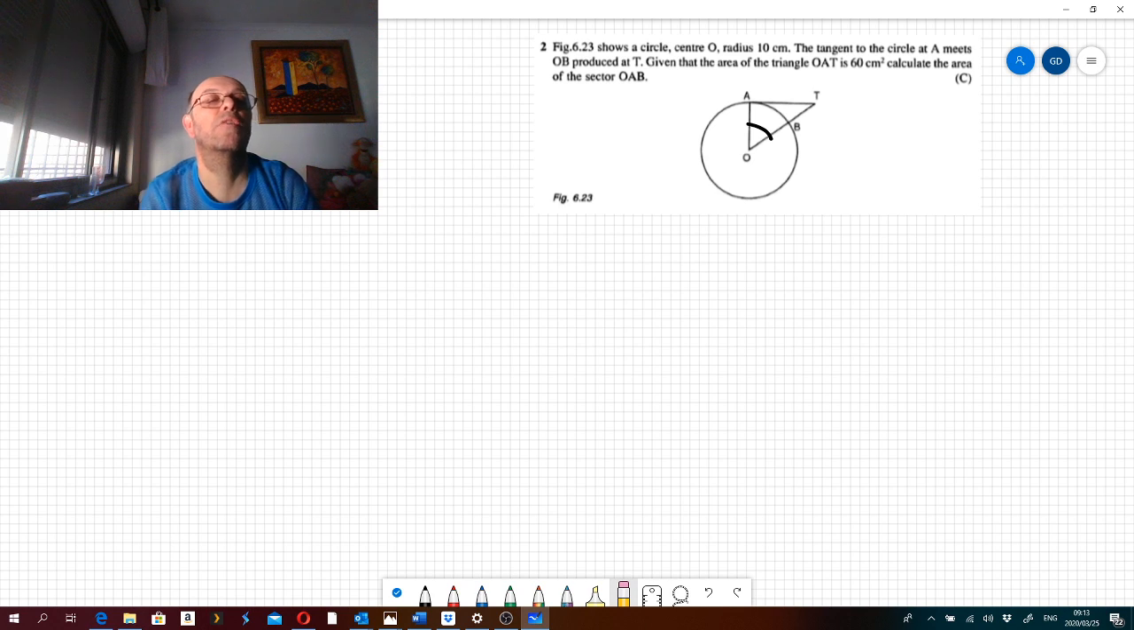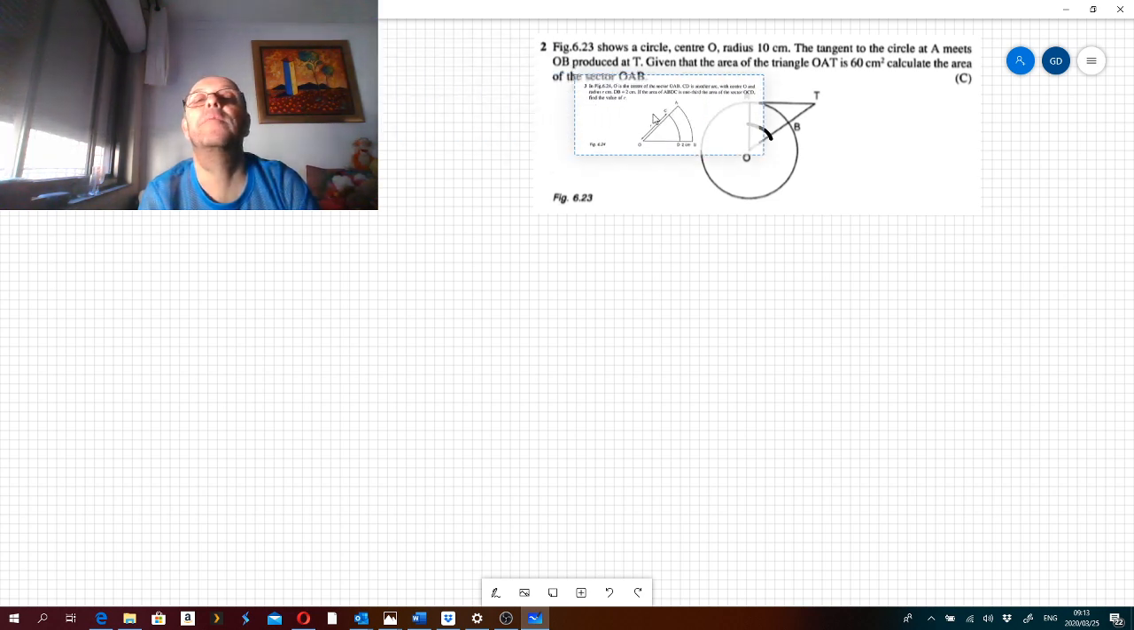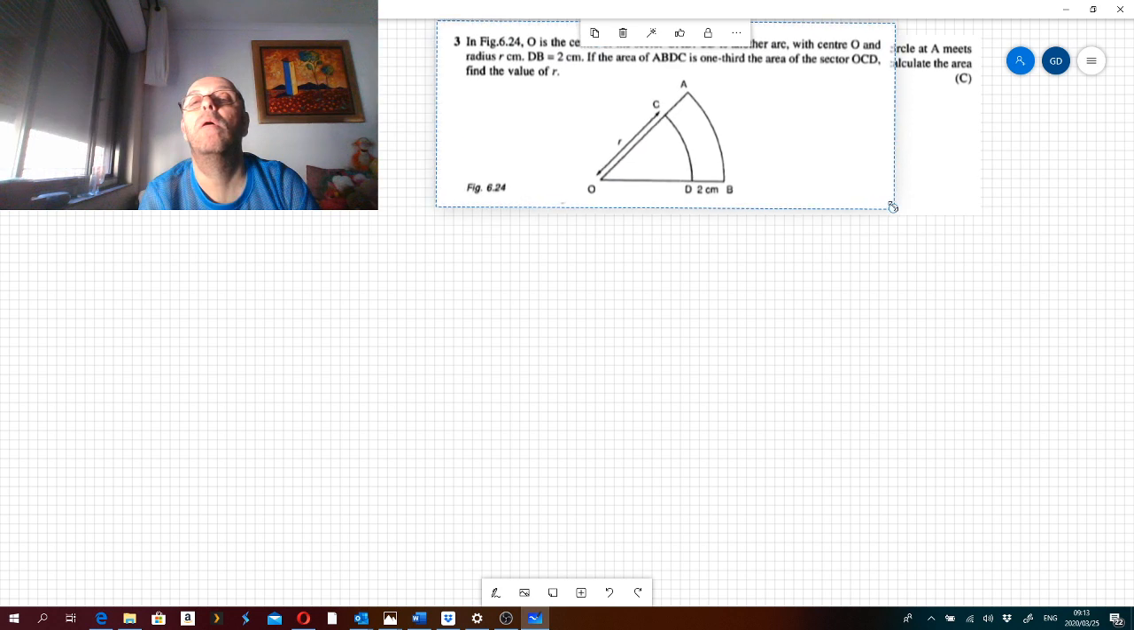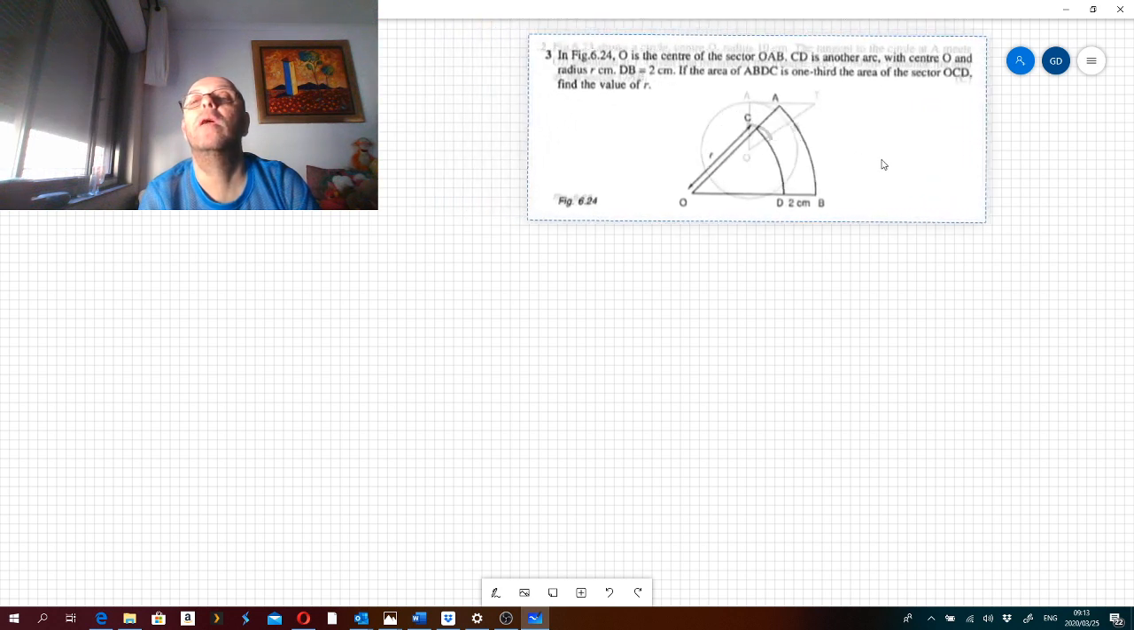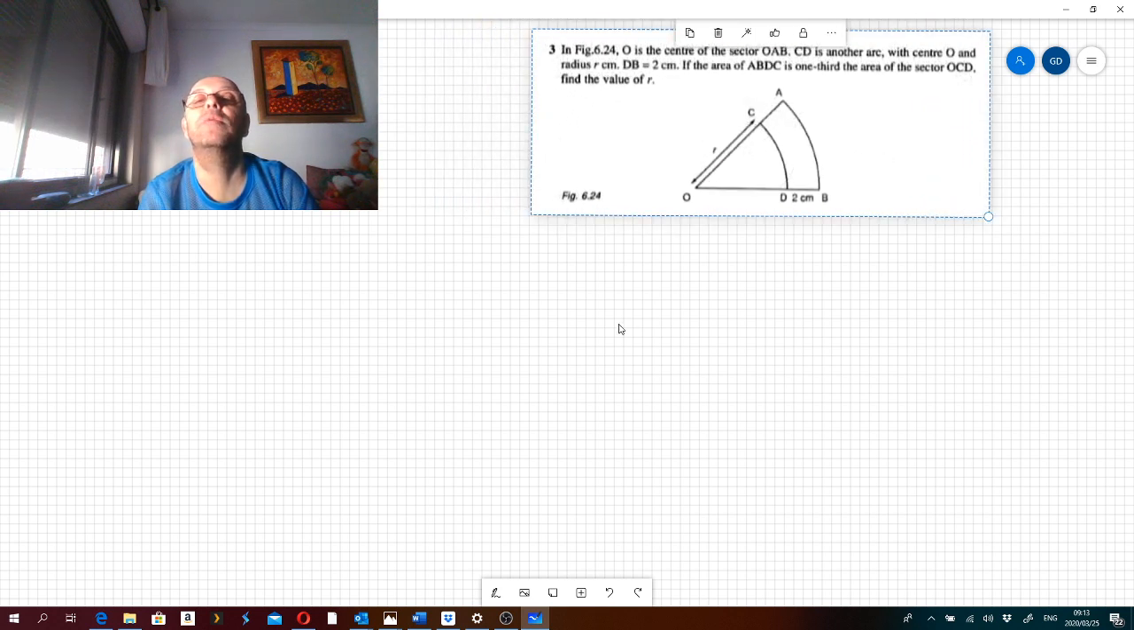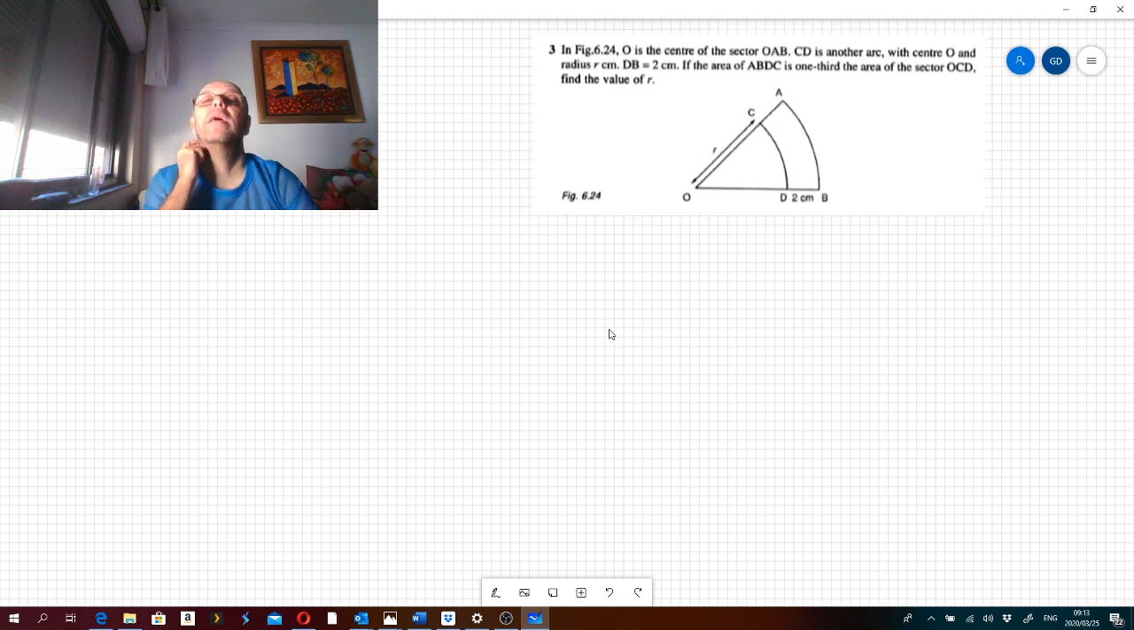Right, so let's bring out question number 3. And number 3 says the following. We have a circle with center O again, and we have a sector OAB. Sorry, O is the center of the sector OAB, and CD is another arc. So there are two arcs in this one with the same center.